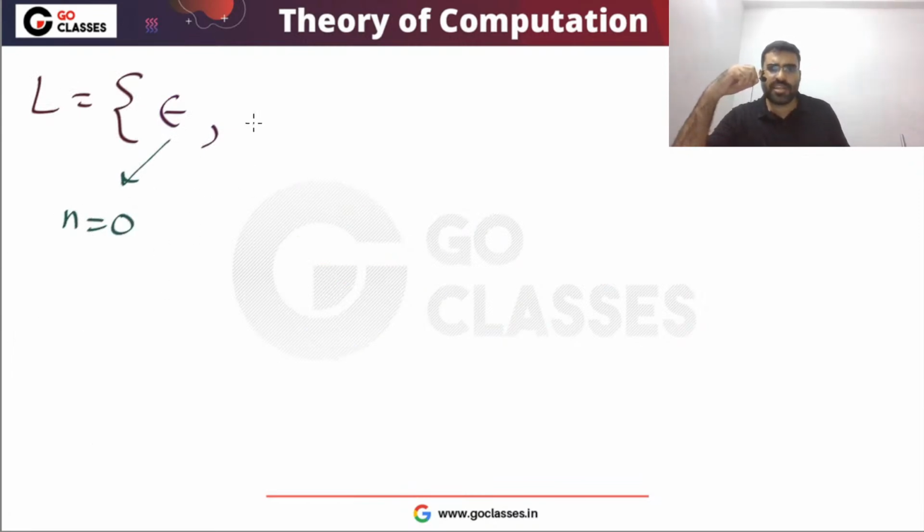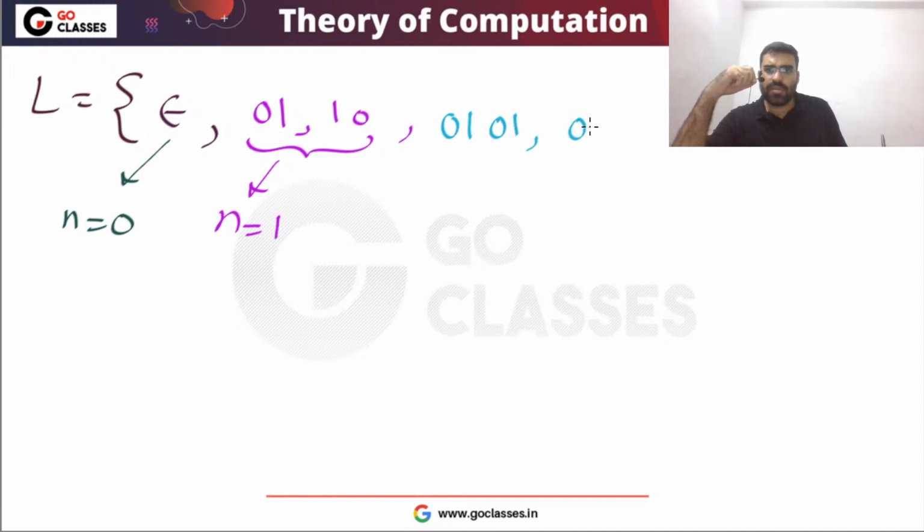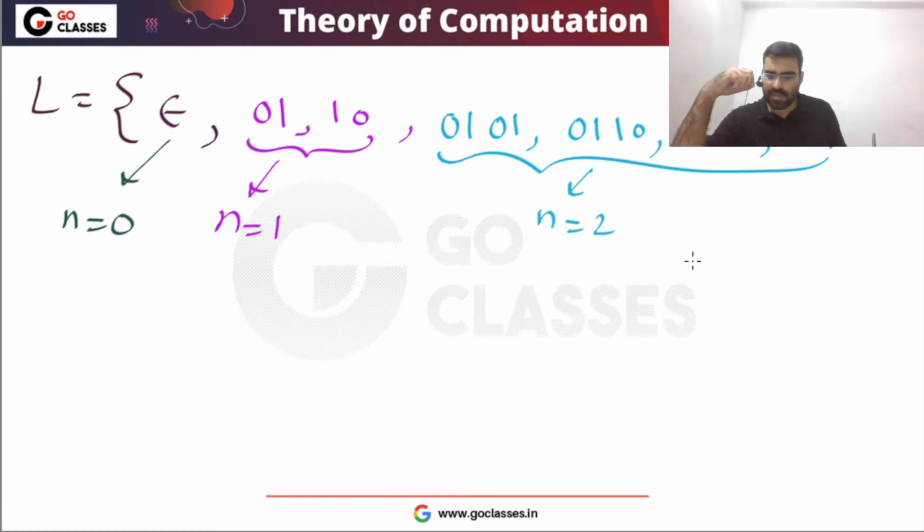Now what is next? If I put n equal to 1, how many strings will I get? I will get 0 1, and I will also get 1 0. These two strings I will get if I put n equal to 1. And if I put n equal to 2, I will get 0 1 0 1, 0 1 1 0, 1 0 0 1, 1 0 1 0. These strings I will get when I put n equal to 2. Correct?